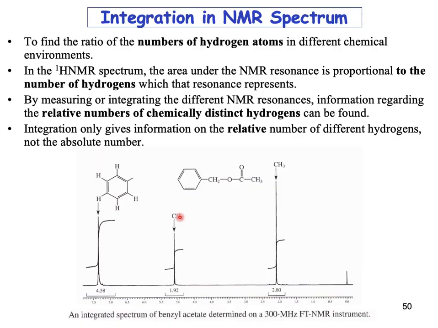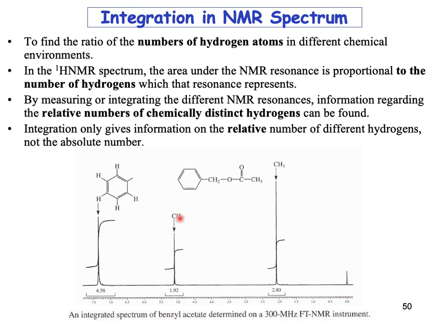Now we come to the second part, which is the integration. We have already covered the chemical shift, how many different types of protons there are, and why their chemical shifts are different. Now we will see the second component of the NMR spectrum, integration. So what does integration tell us? It is used to find the ratio of the number of protons, the number of hydrogen atoms, in different chemical environments.